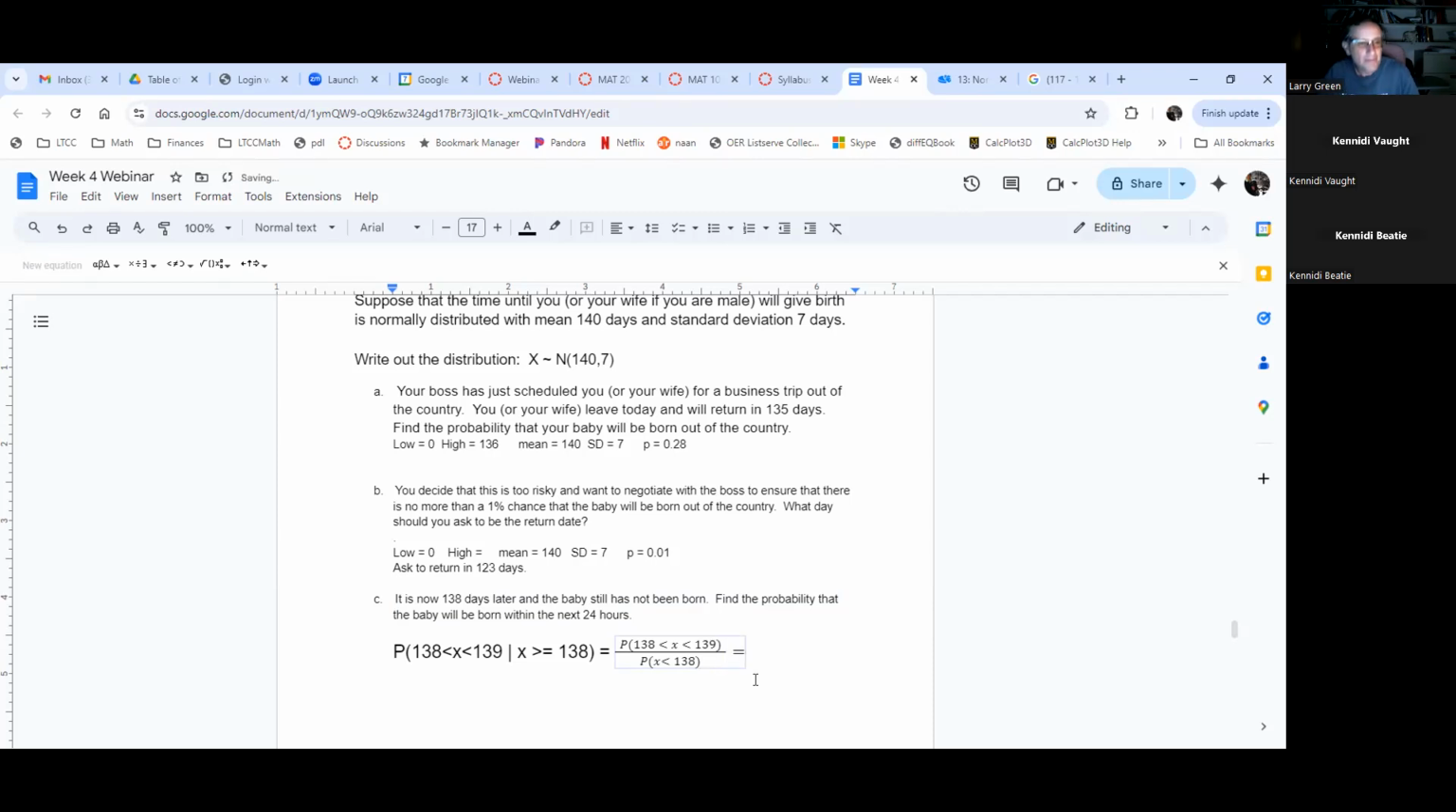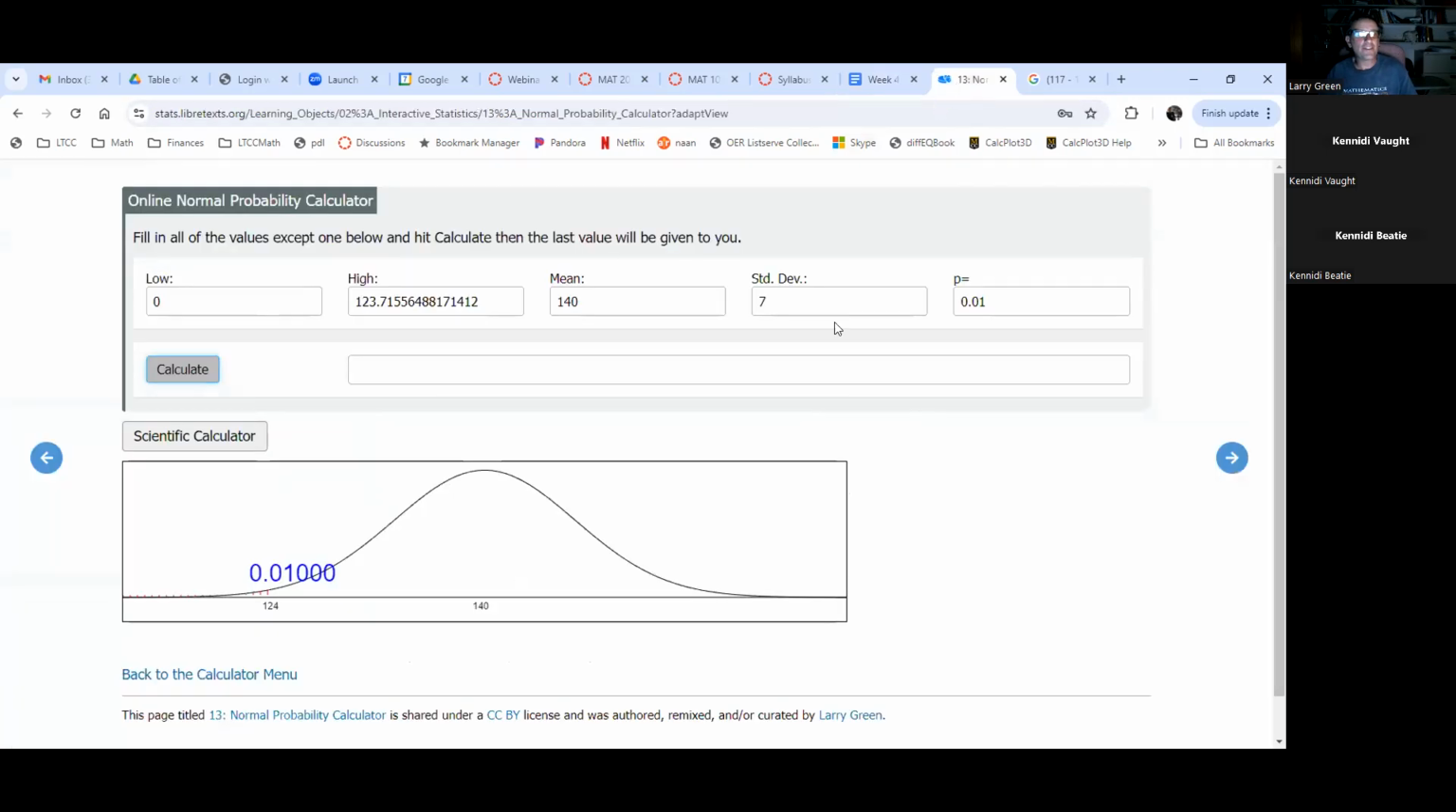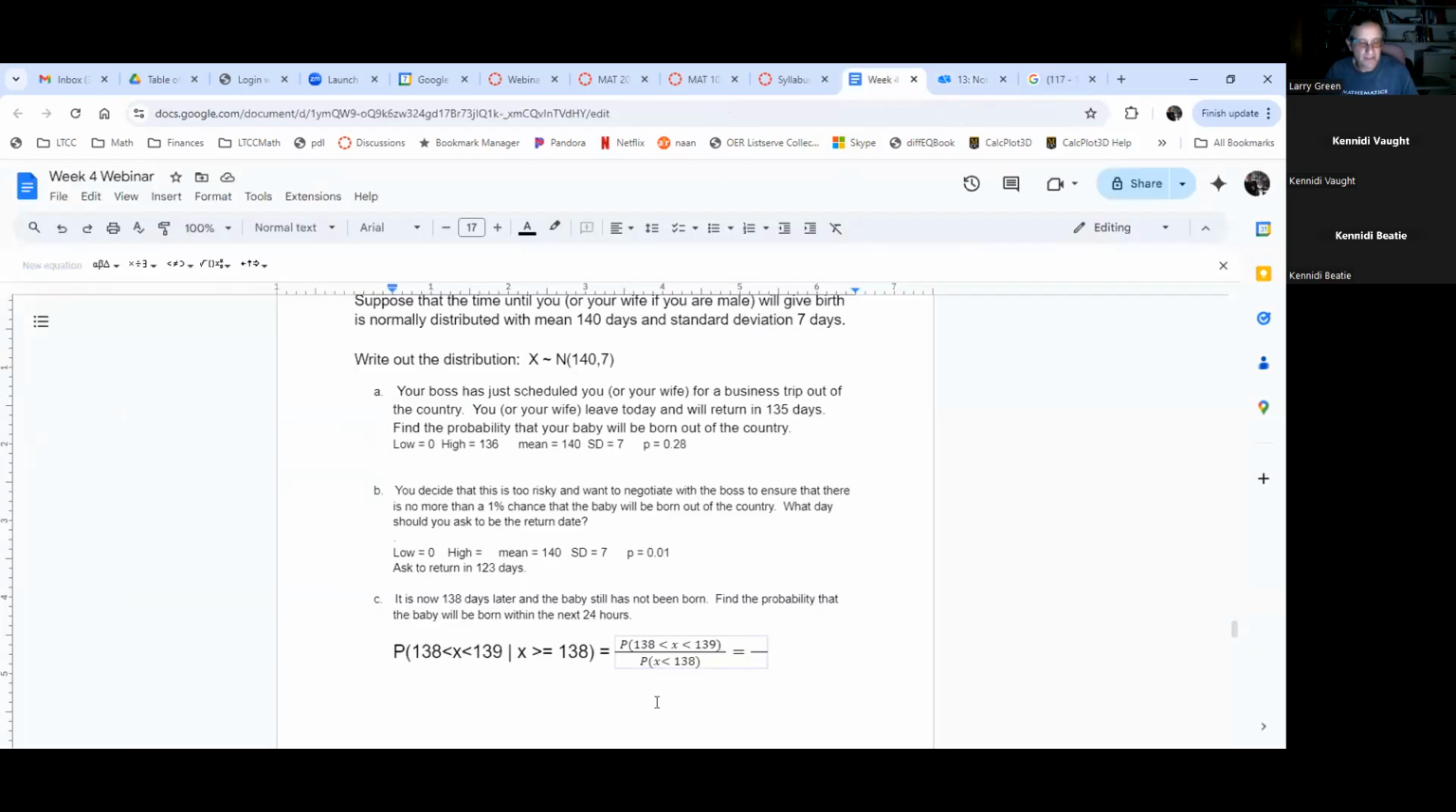So let's pop in a fraction. Between 138 and 139, let's find that out first. So the low is 138. The high is 139. Same mean, same standard deviation. I want the probability. And that's 0.05565. Any questions?